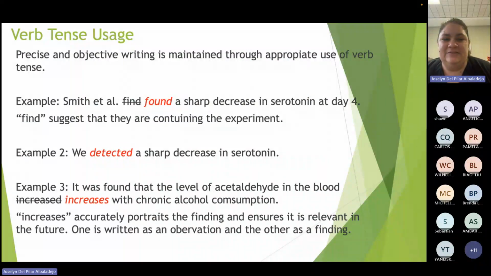Verb tense. This is something that I struggle a lot with because I'm not a native speaker. So when we're doing these past tenses, we tend to put "ed" at the end of everything, and sometimes that's not correct, right? So here, for example, the past of find is found, not founded. In this case, the past of detect is detected, so there you will put the ed. In this case here, increases instead of increased. So this is a typical thing that we sometimes do. So when you're looking at the verb tense of your writings, make sure that you look it up to see if the tense is right.